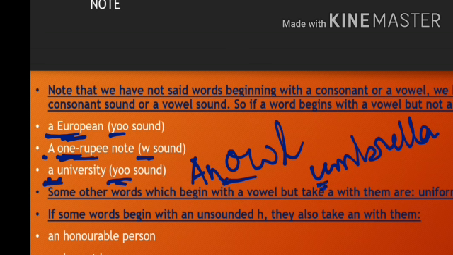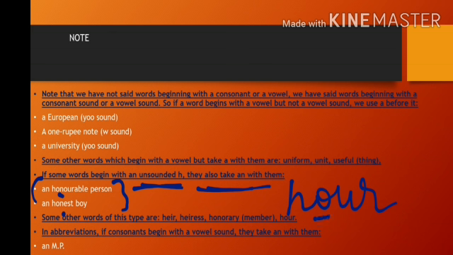It is honorable. This is honest, not honest with an H sound. Understood? This is hour, not har, because H is silent. So अगर कोई भी वर्ड H से स्टार्ट होता है और H वहाँ पे साइलेंट होता है, उसके प्रोनाउंसिएशन में H साइलेंट होता है, so there also we have to use an.